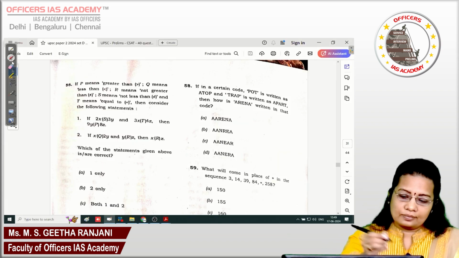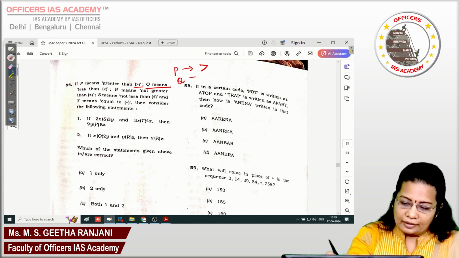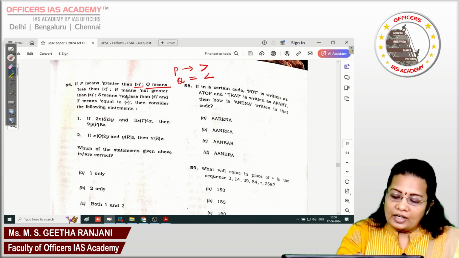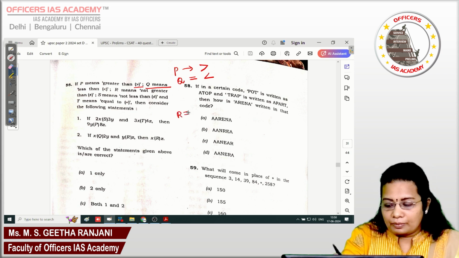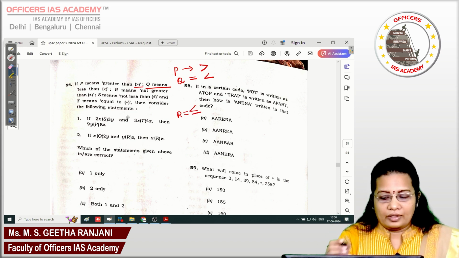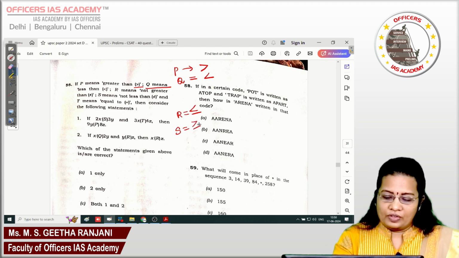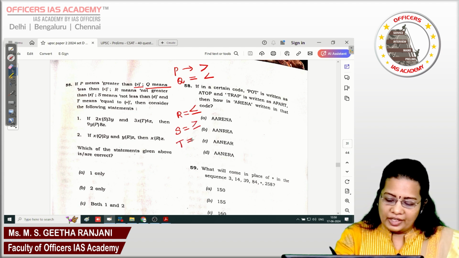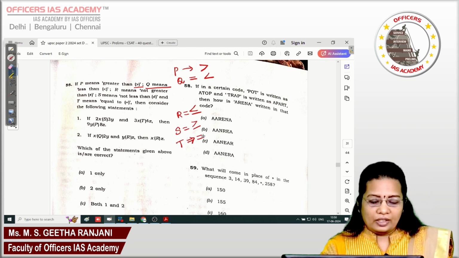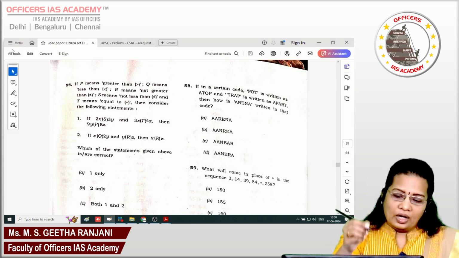So the next question. P means greater than, Q means smaller than, and less than means smaller than. Then R means not greater than. What is the meaning of not greater than? Either smaller or equal. So that is the meaning of not greater than. Next, S means not less than. Not less than in the sense greater or equal. Two possibilities are there. And T means equal to. Considering these points, here we want to analyze the two statements and identify which is correct and which is wrong.